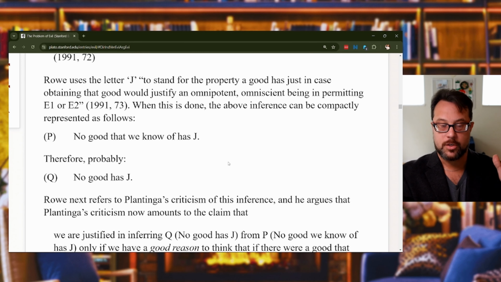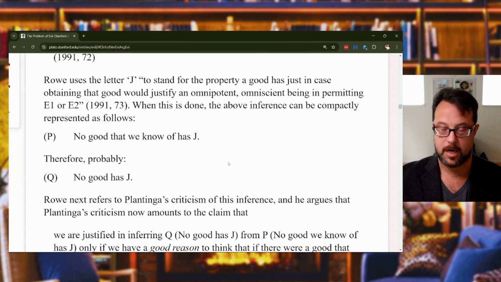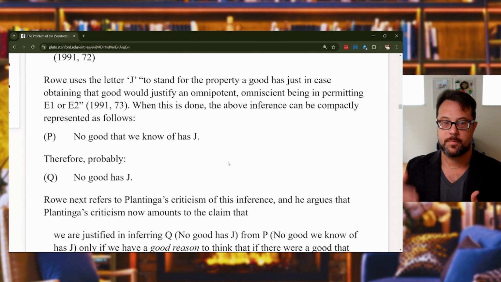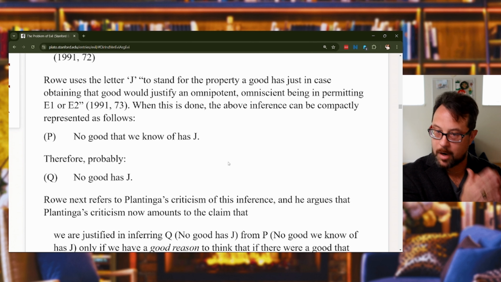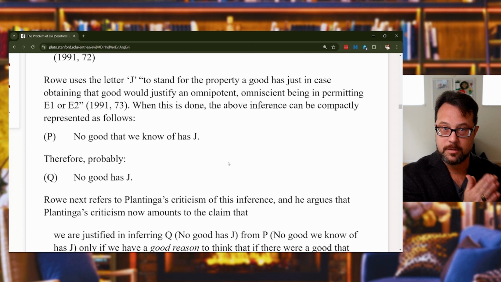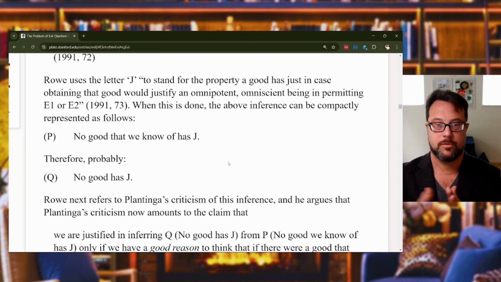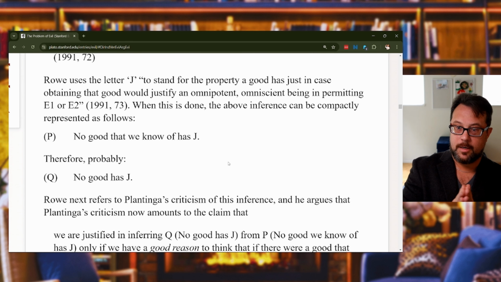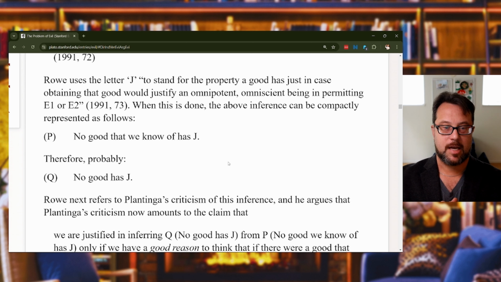Okay, so Rowe uses the letter J to stand for a property a good has, just in case obtaining that good would justify, J for justify, an omnipotent being in permitting those evils. So J is just a property a good has, whatever that good is, that would justify God in permitting those evils. When this is done, we can compact the inference as follows.